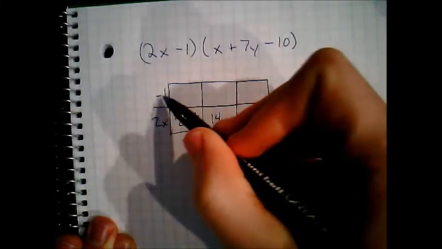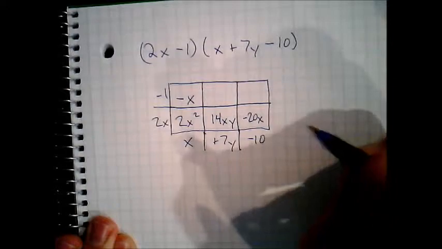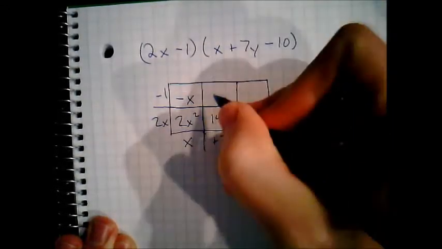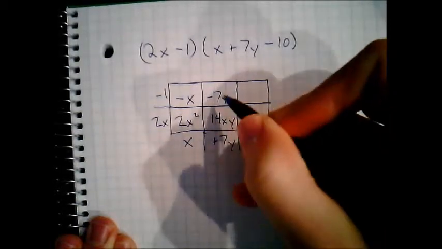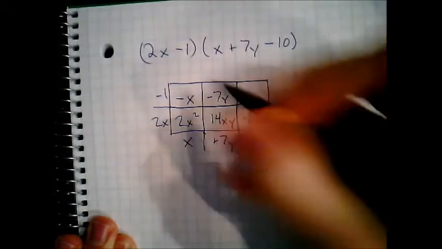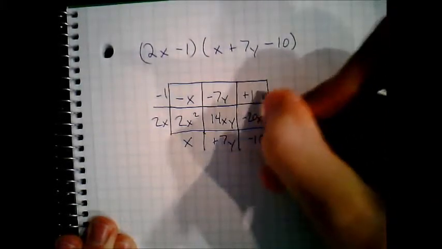Now there's negative 1. Negative 1 times x is just negative 1x. So we just write negative x. Negative 1 times positive 7y is negative 7y, because negative 1 times positive 7 is just negative 7. And we got to keep that y there. And negative 1 times negative 10 is positive 10.